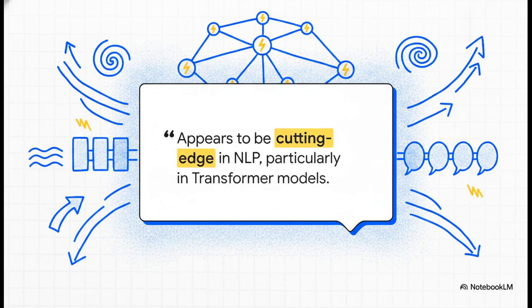And then there's GELU, the Gaussian Error Linear Unit. The journal highlights a really fascinating point here. It says GELU appears to be cutting edge in NLP, particularly in transformer models. Even though it was actually introduced way back in 2016, it's recently become an absolute key player in modern natural language processing. Just like the best modern functions, it avoids the vanishing gradient problem, all while powering some of the most complex AI architectures we have today.